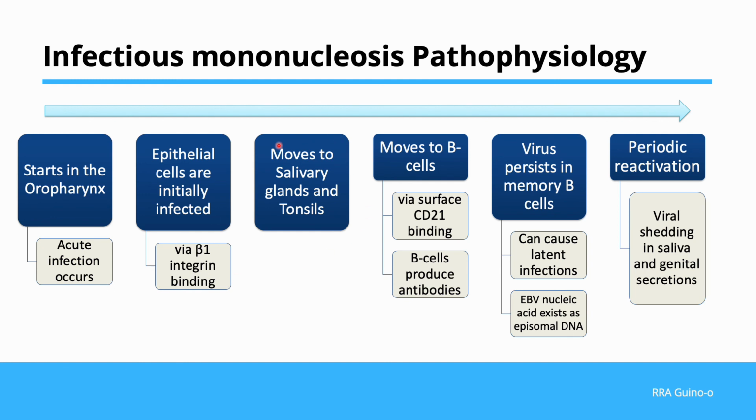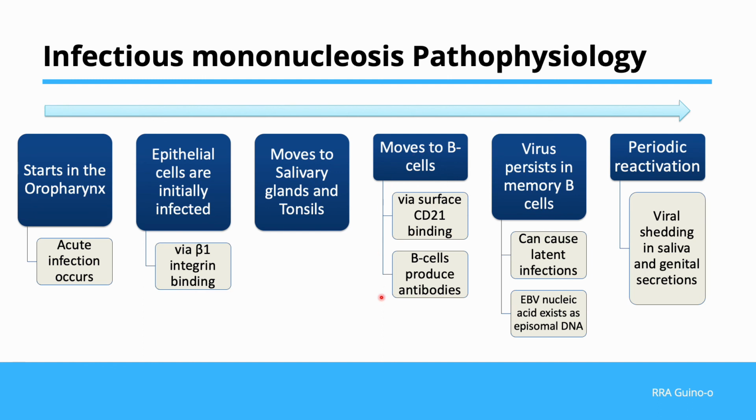So the virus moves to the salivary glands and the tonsils. Now our tonsils are an example of a lymphoid organ. And here in the tonsils, the virus moves on to your B cells. They infect B cells using the surface CD21 markers of your B cells.